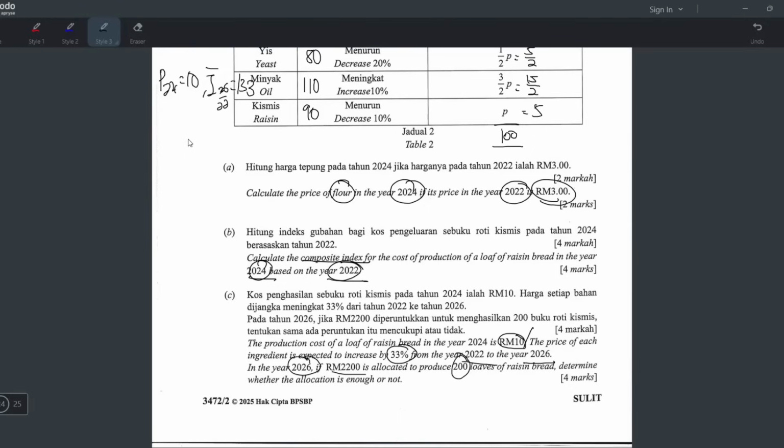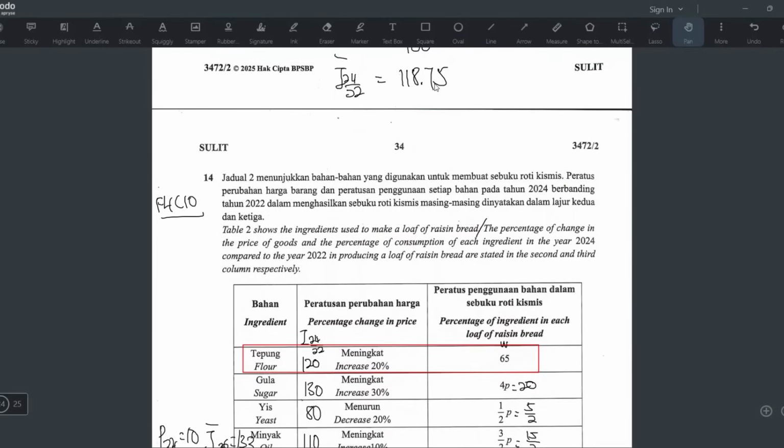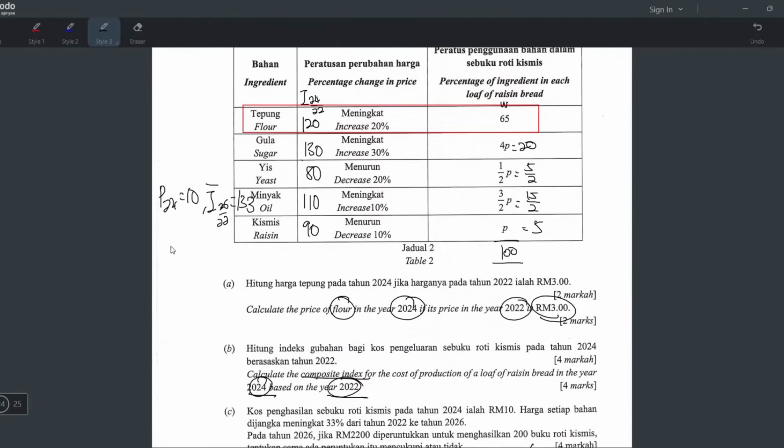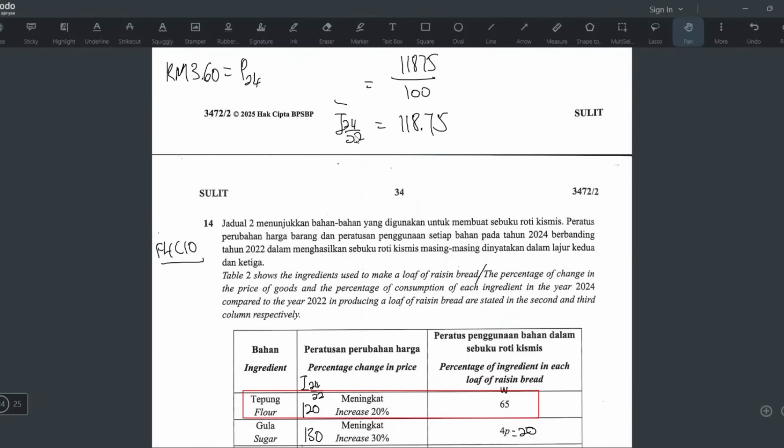So what's the first thing? Let's find out the price in 2026. But if I use this one inside, it won't work, because this one is 26, 22. And the 10 ringgit, this one is 24. So I cannot use this composite index to help me, but I can use the composite index above to help me. The 24, 22 one, right? So 24, 22 is 118.75. That means I can do P1 over P0 times 100 equals 118.75. But the 118.75 is for 24 based on 22.